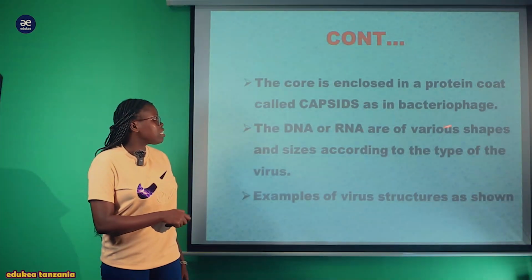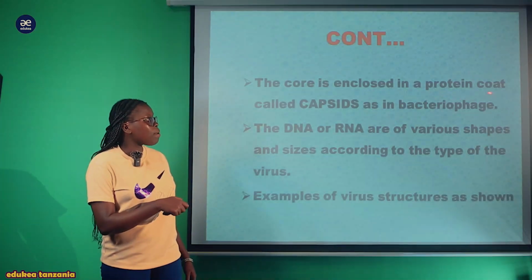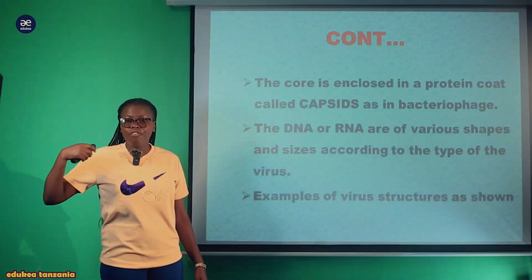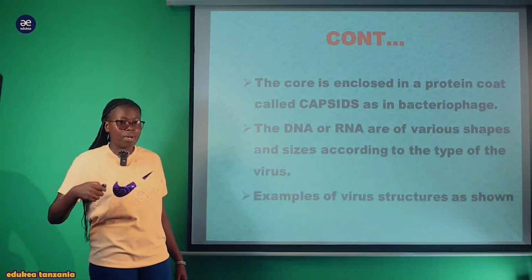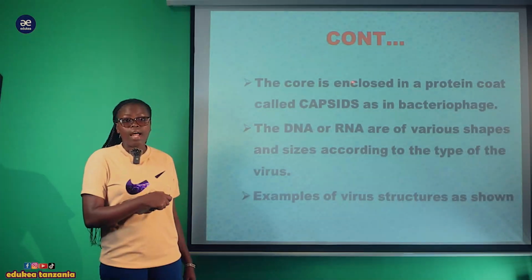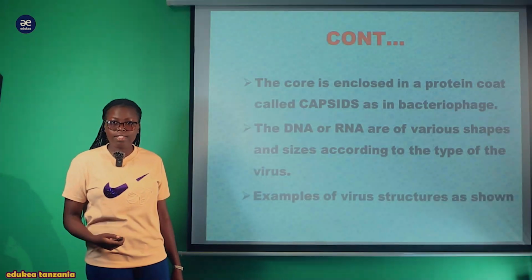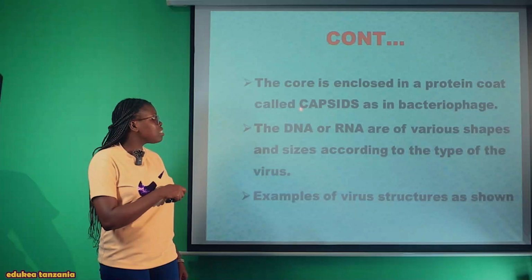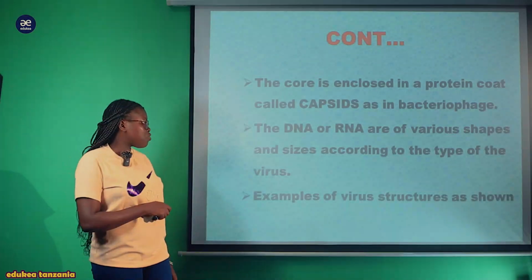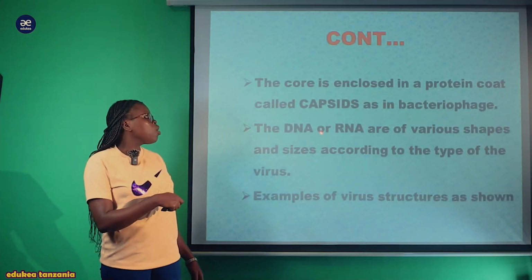For example, the bacteriophage is a virus which infects or invades other bacteria, and it has this protein coat called capsid for protection against the host enzymes. Here the capsid's job is to enclose or surround this core which contains the genetic material. The DNA or RNA is of various shapes and sizes according to the types of organism. So the shape and size of these differ depending on the type of virus.